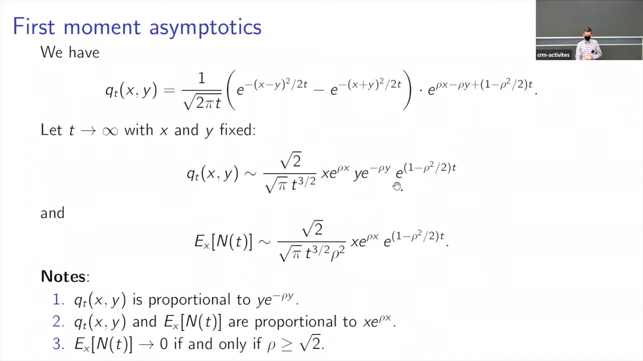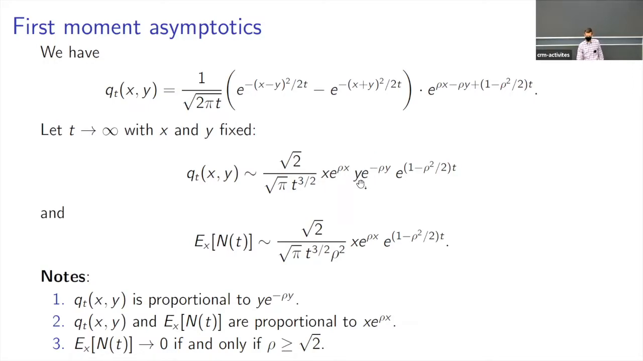Then we can also integrate this right-hand side over y from 0 to infinity to get an asymptotic expression for the expected number of particles at time t. So what can we learn from examining these formulas? One thing to observe is that the formula for q_t(x,y) is proportional to y times e to the minus rho y. This tells us that no matter where the initial particle is located, the density of particles near y after a very long time is roughly proportional to y times e to the minus rho y.